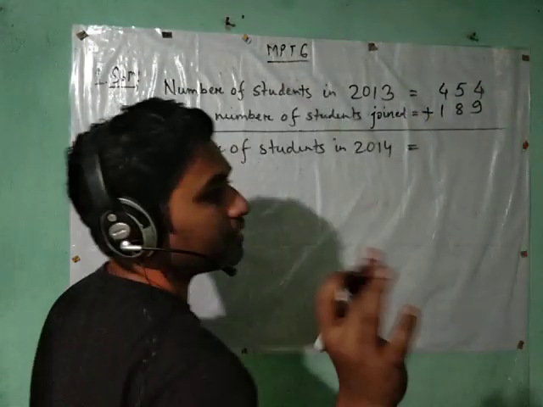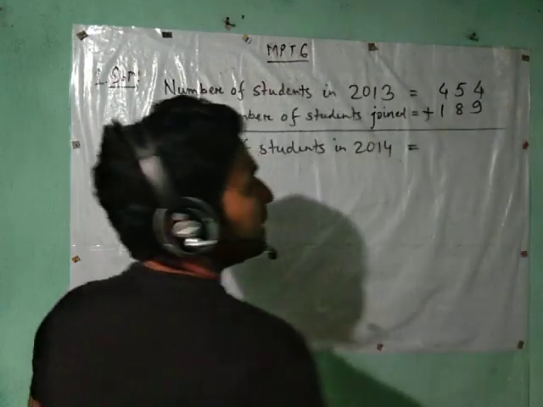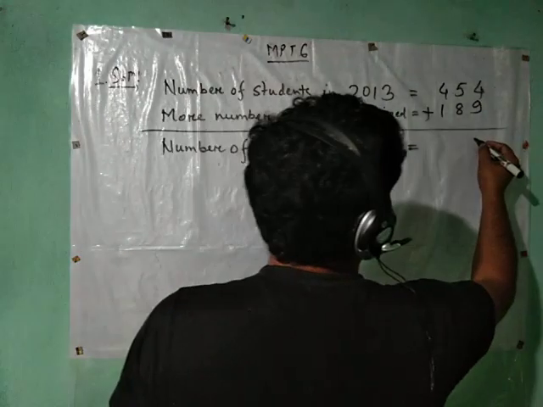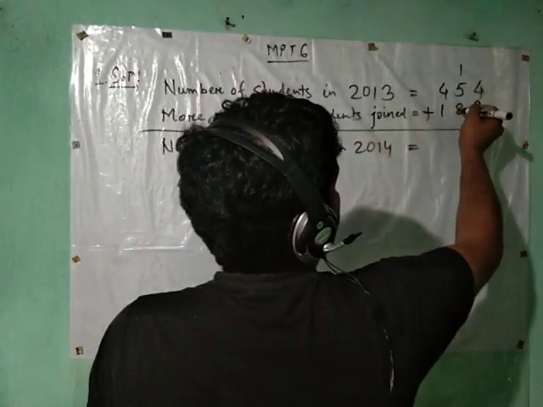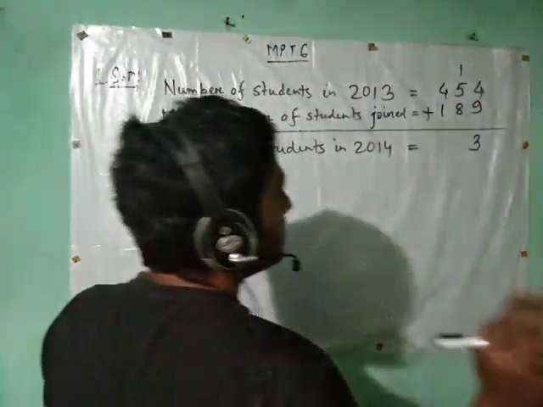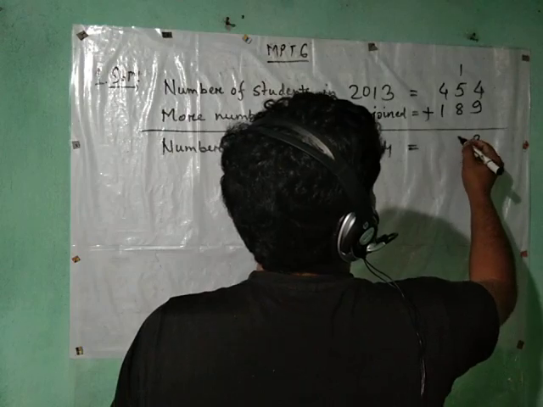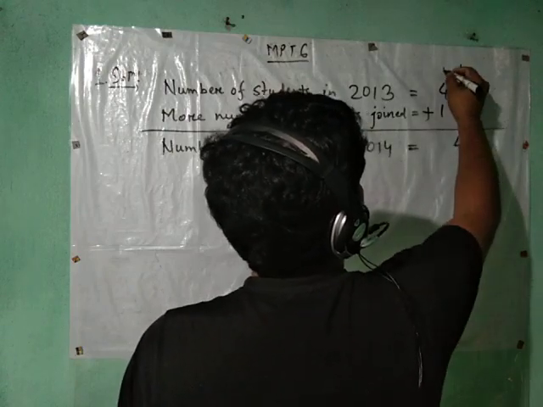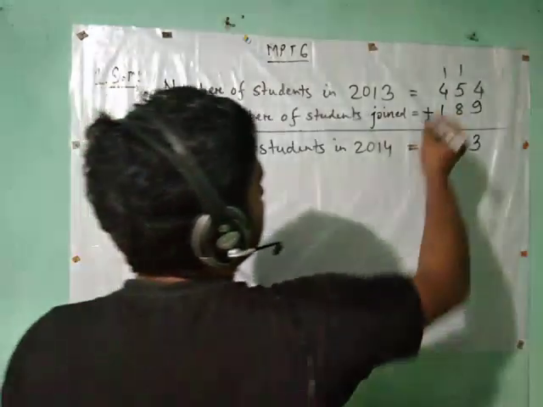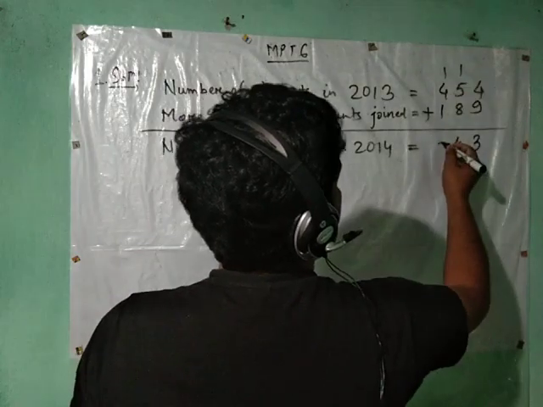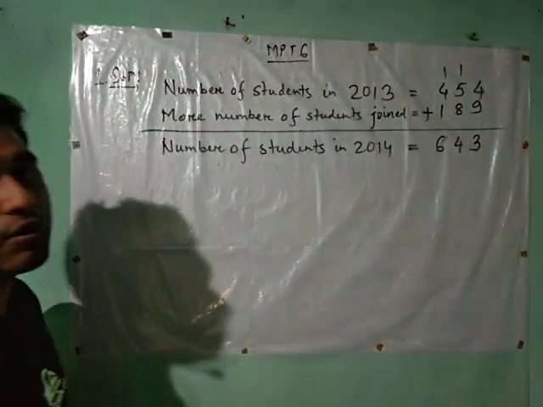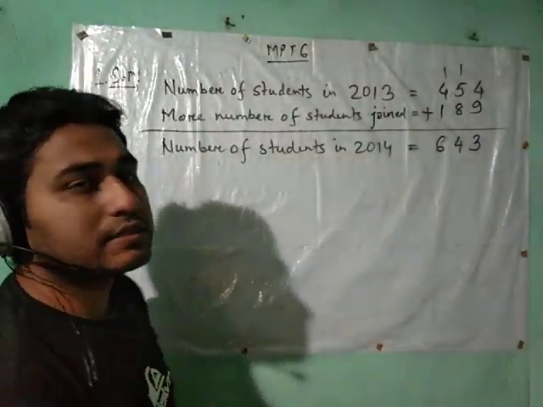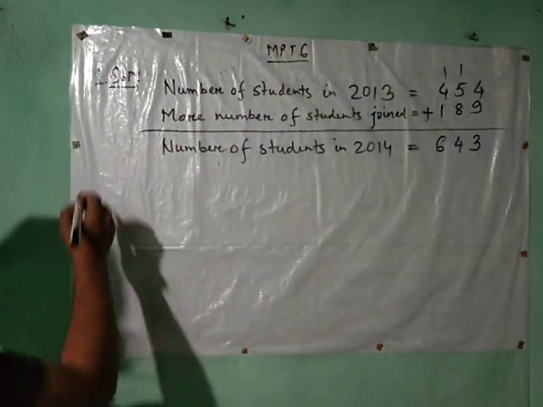Now if I add them, I will get the answer. 4 plus 9, how much do you get? 13. Write 3, and 1 will be carried. 5 plus 8, how much? 13, plus 1, total 14. Write 4, and 1 here. Now 4 plus 1 is 5, plus 1 is 6. That means the total number of students was 643. So this will be your answer. See how simple it is, yes?